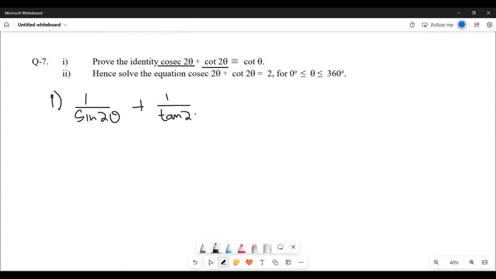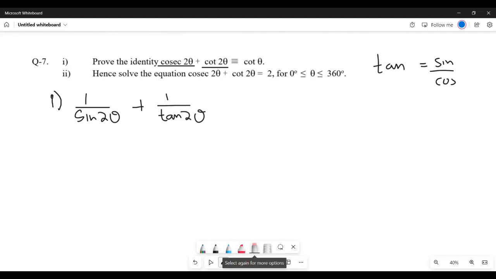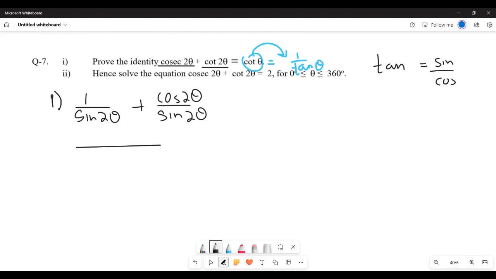And tan is actually sine by cos. So instead of tan 2 theta, I'm writing sine 2 theta in the denominator, and then cos 2 theta in the numerator. And also cot theta would be 1 by tan theta. So if we're able to show that the left hand side is equal to 1 by tan theta, then we've done our job. So let's take LCM.